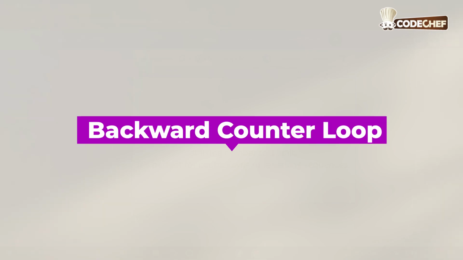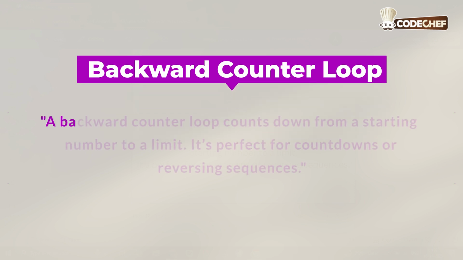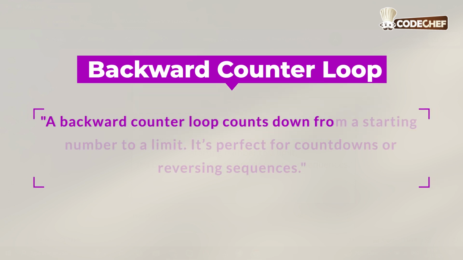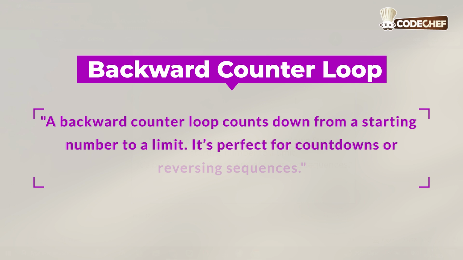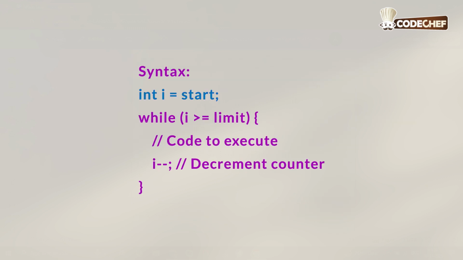Next is the backward counter loop. A backward counter loop counts down from a starting number to a limit. It's perfect for countdowns or reversing sequences. The syntax for the same is int i = start, while i >= limit, and the code to execute with the decrement counter.